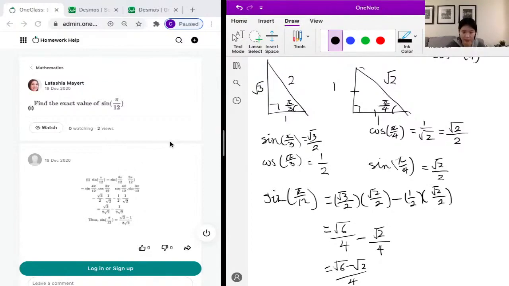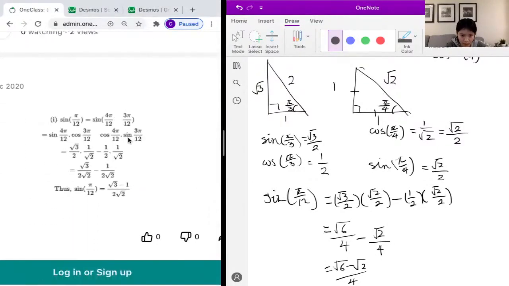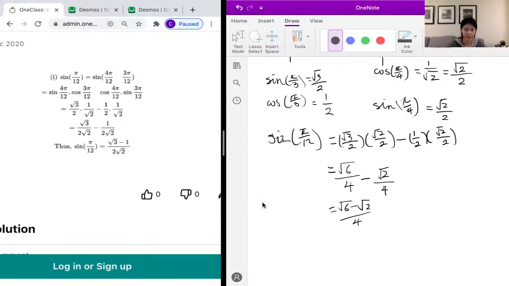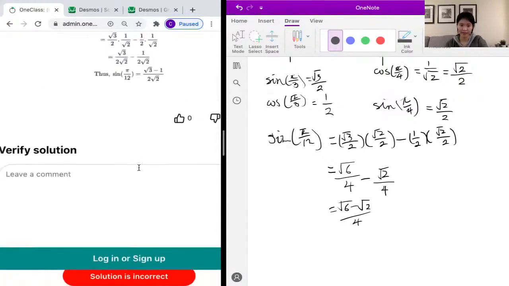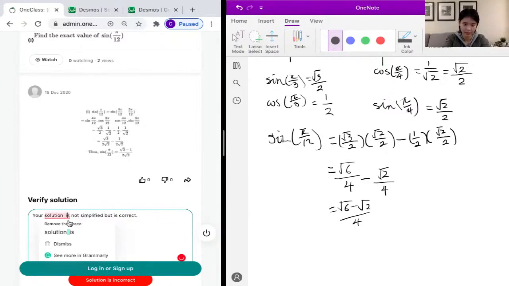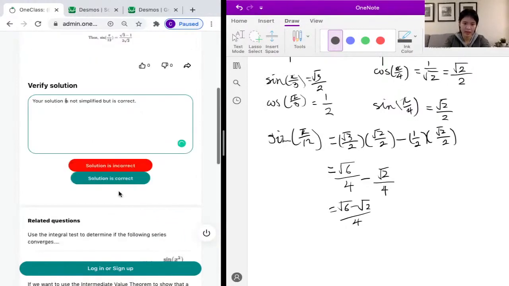Let's check the sample solution. The sample solution has 2 root 2. This is actually the same solution as ours, but our solution is simplified and theirs is not. They are the same value. Since they're asking us to find the exact value, technically this is the exact value. So the sample solution is not simplified, but it's correct.